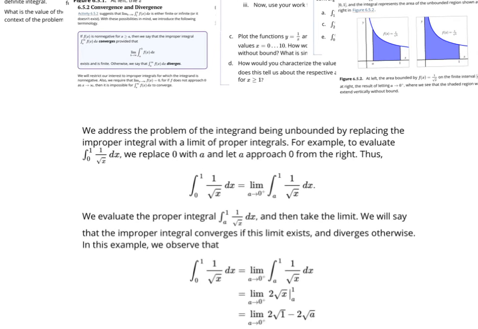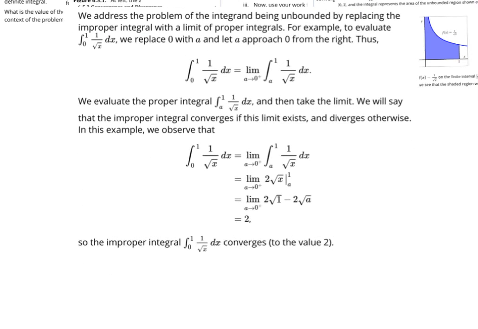Okay, so again, we do this by what I just said. Here it is in formula form. When we evaluate the integral from a to 1 of 1 over square root of x dx, and then take the limit, that will give us our conclusion. So let's see what happens when we go through these steps.